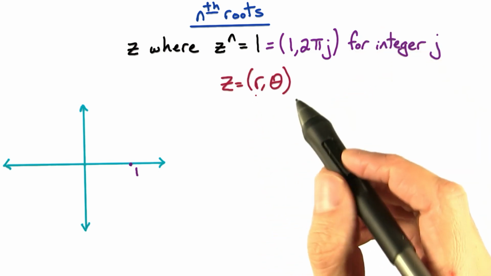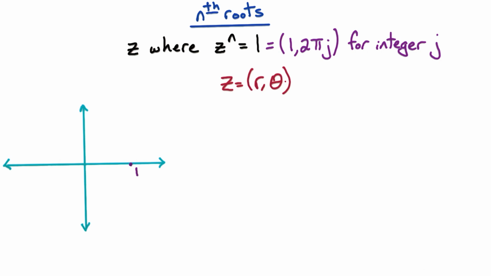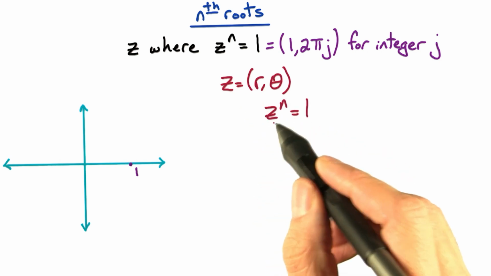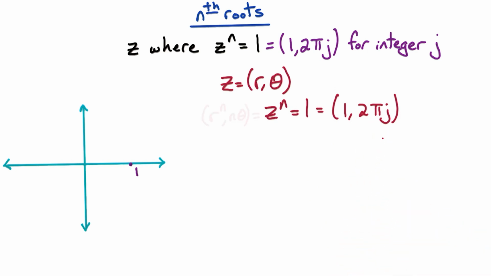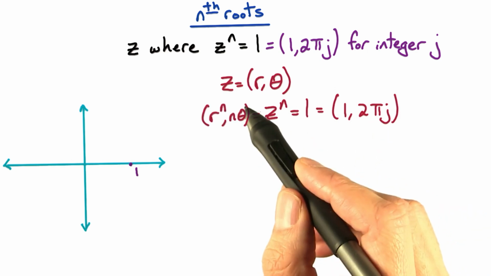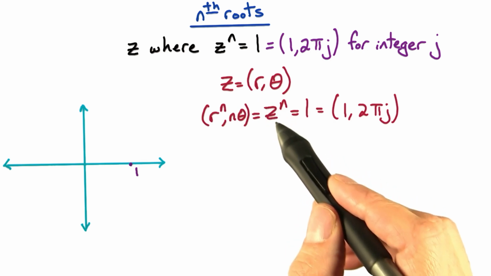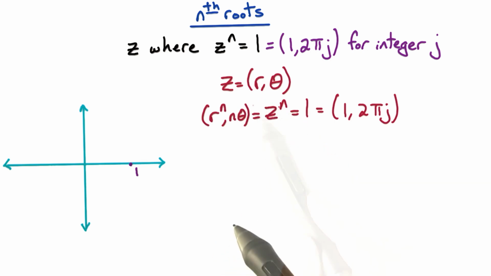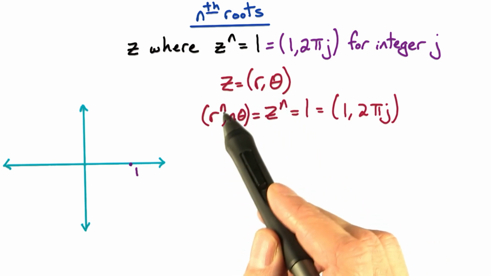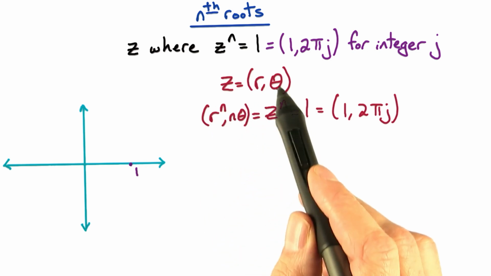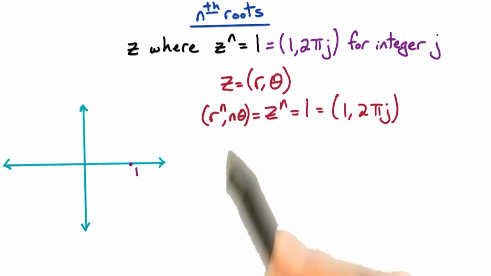Now let's say z equals the point (r, theta) in polar. We're looking at those z where z raised to the power n equals 1, so it equals (1, 2 pi j). Recall the expression for multiplying two complex numbers in polar coordinates. So look at z raised to the power n. z is (r, theta), so z to the n is r raised to the power n, and then we add up the angles, so we get n times theta.